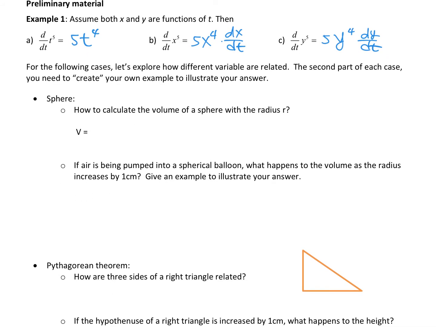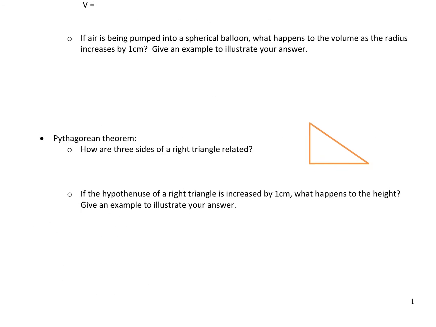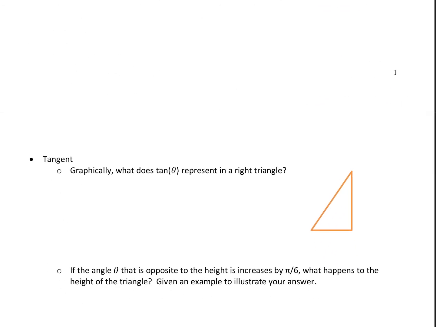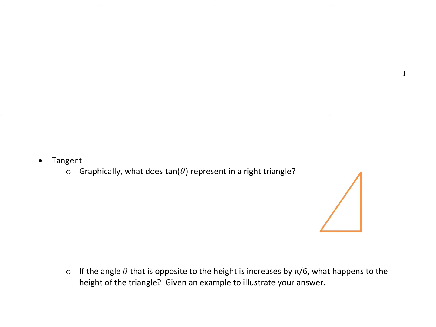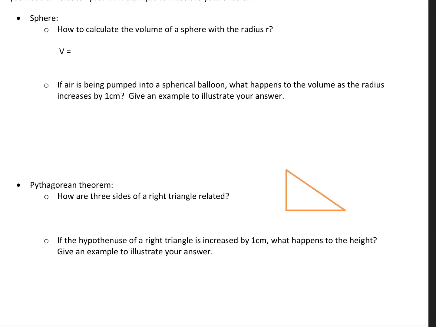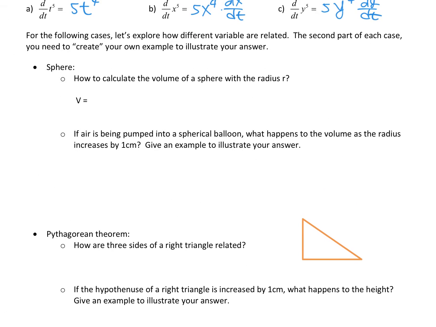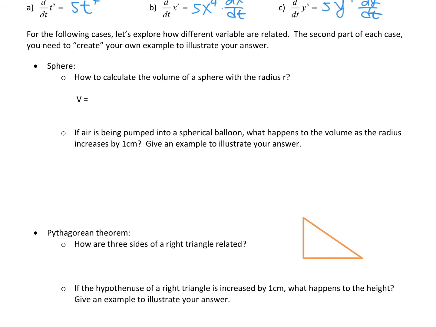Now in this section we have sphere, geometry questions, Pythagorean theorem questions. We have also sine, cosine, tangent questions. These are things you're supposed to know, but we haven't seen. I'm sure for some of you, you haven't seen the volume of a sphere forever. So I want to review that. It's 4 over 3 pi r cubed.